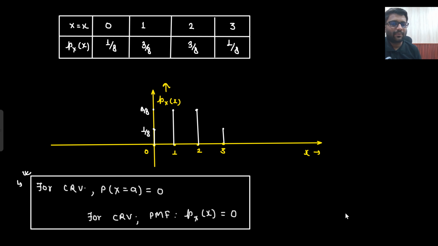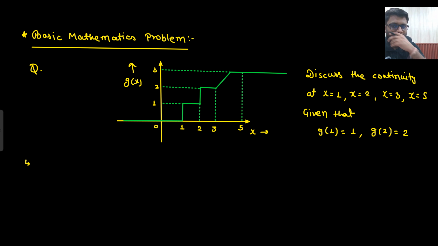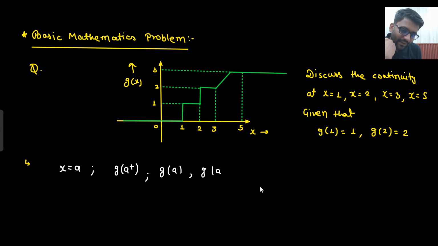Okay, very simple point, very simple definition. Let's go to the next one. So let's see a basic mathematics problem. As of now, forget about random variable, random process, just a basic mathematics question. You need to discuss the concept of continuity at x equals 1, 2, 3, 5. I hope you know the meaning of continuity. If I need to check continuity at x equals a, what will I do? I will check the value at a plus, the value at a, and the value at a minus.